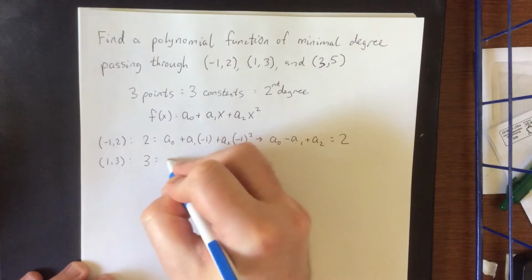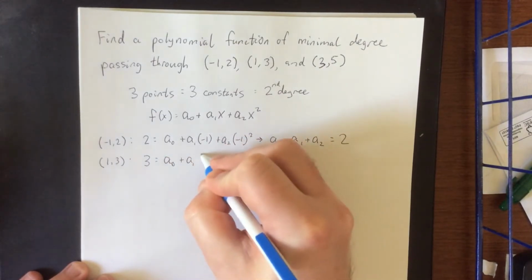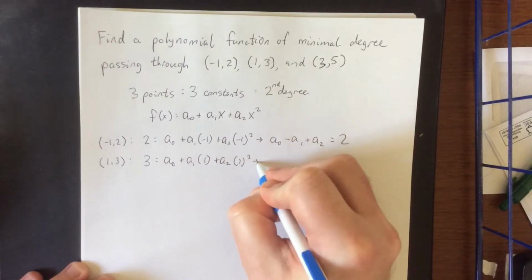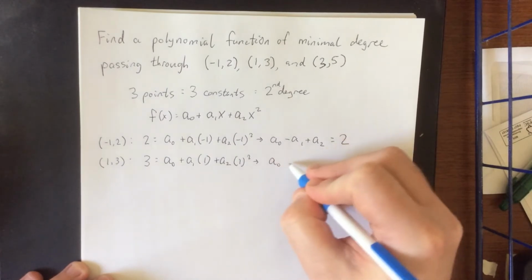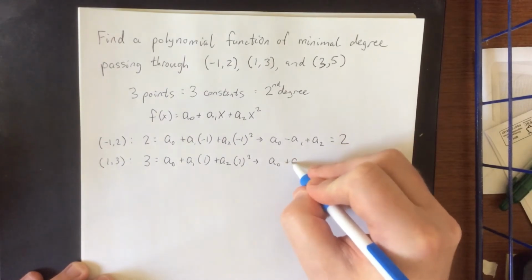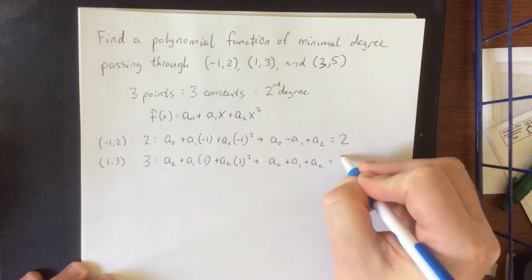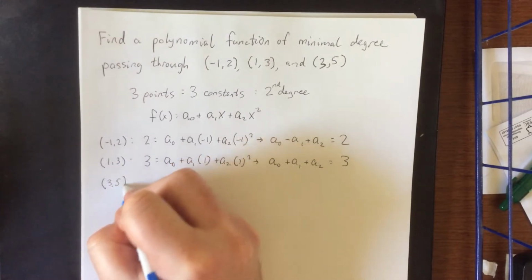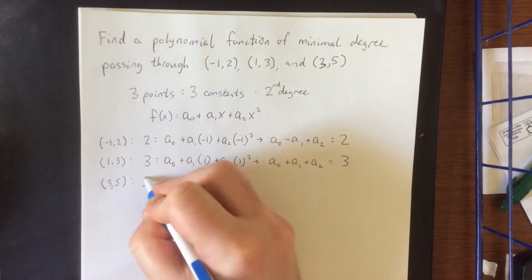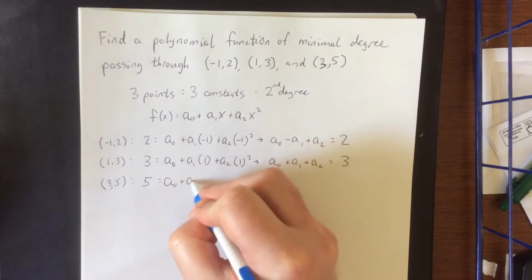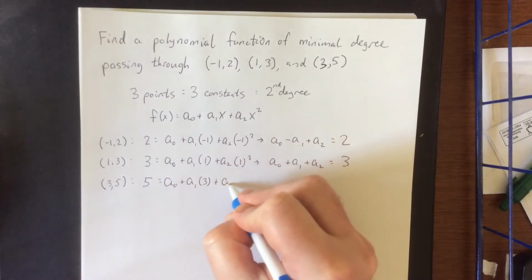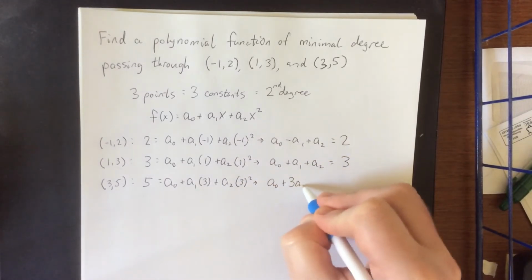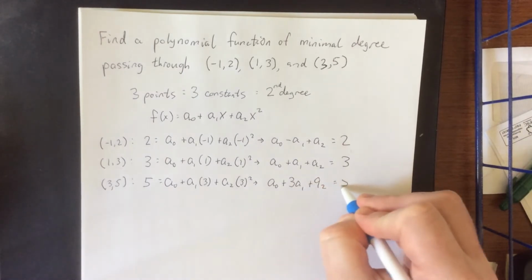For (1, 3), similar sort of concept. Y value will be 3 when the x value is 1. And again, rewriting this slightly, a0 plus a1 plus a2, that's going to be equal to 3. And then for the last one, that's (3, 5). Means that the y value is going to be 5 when we plug in x is equal to 3. So a0 plus 3a1 plus 9a2, that's going to be equal to 5.